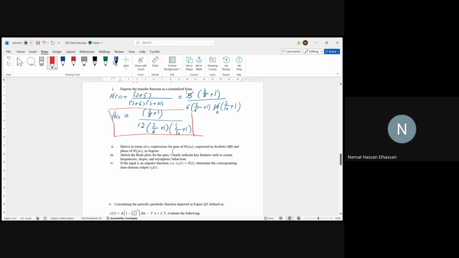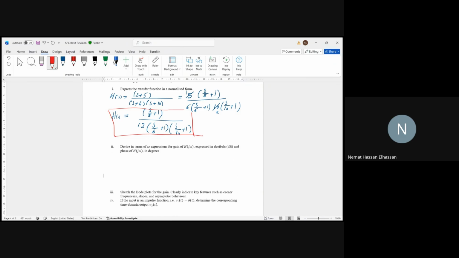Moving on to the second part of the question, can we derive in terms of omega the gain H of j omega? Derive in terms of omega, which means we don't have the value of omega, so our answer will have omega in it as an unknown value. And what we need to find is the gain in decibels and the phase in degrees.